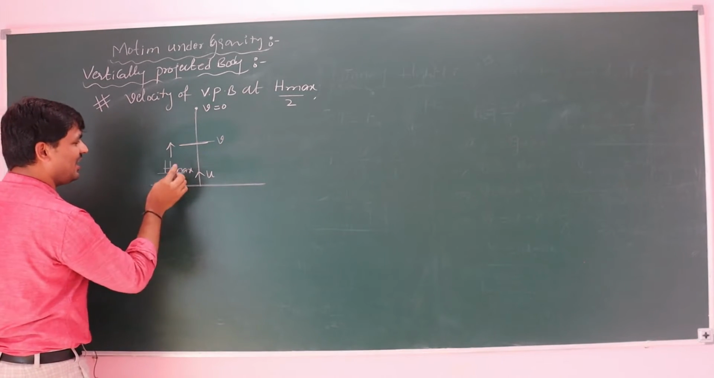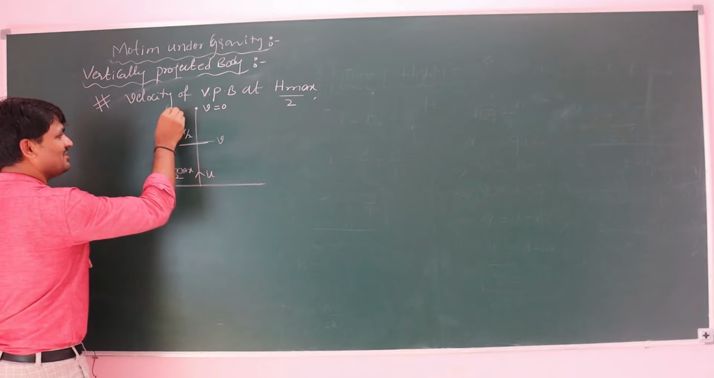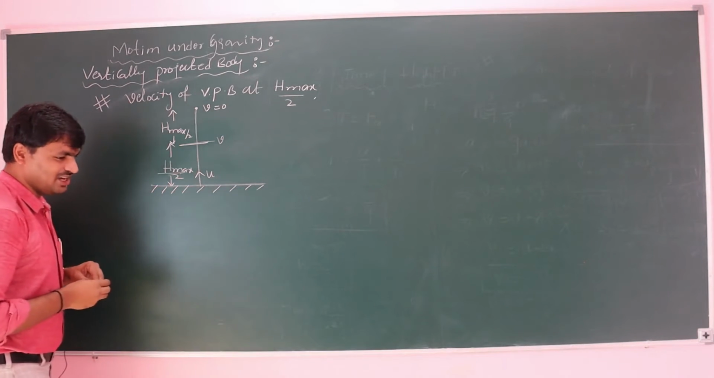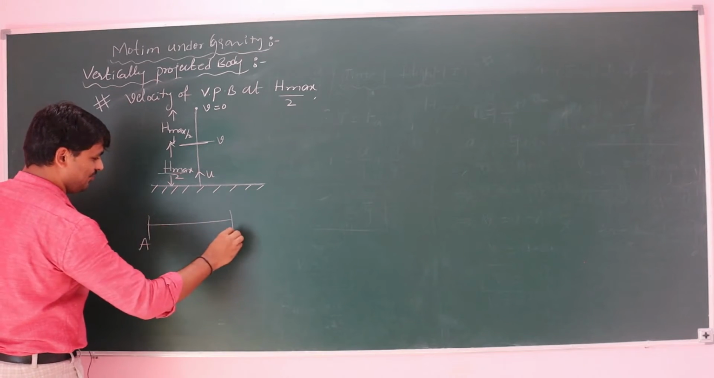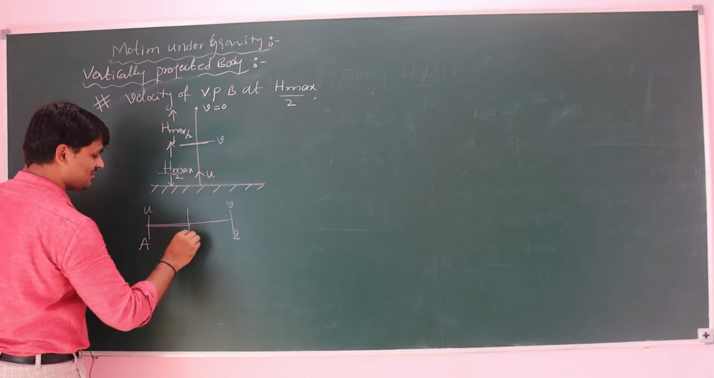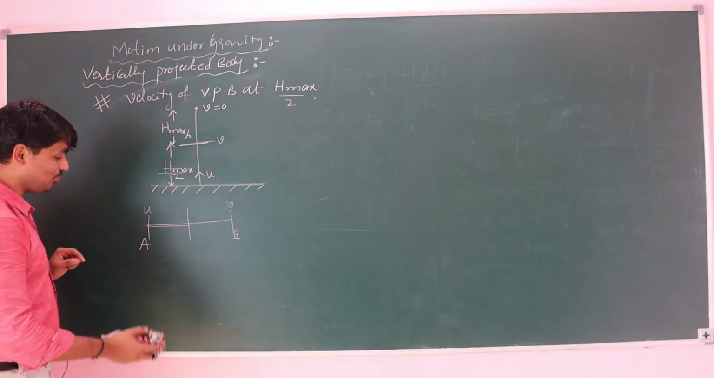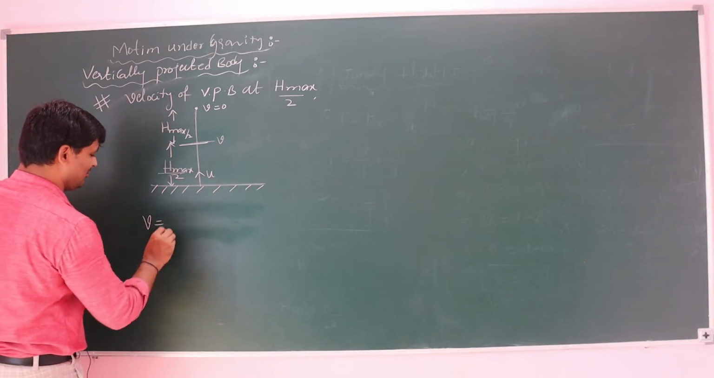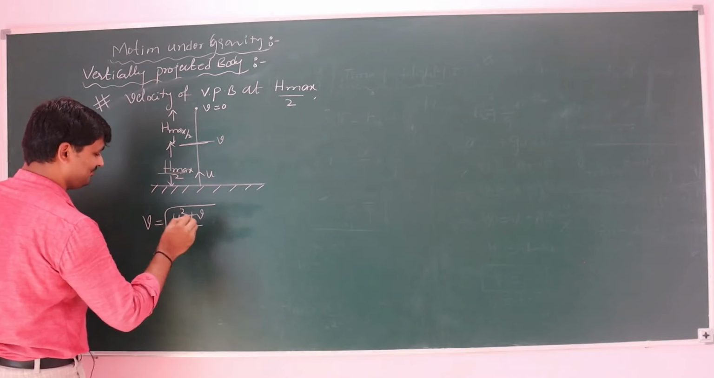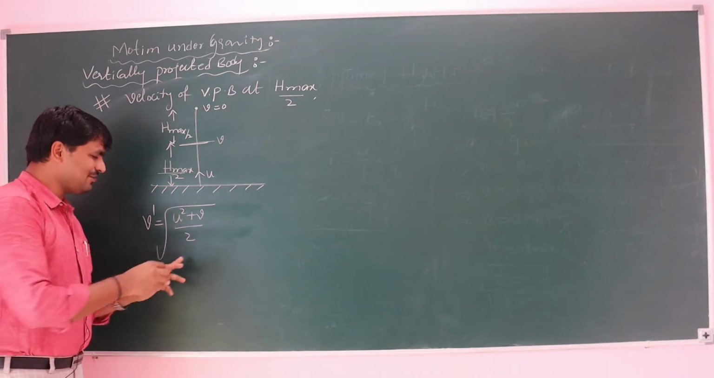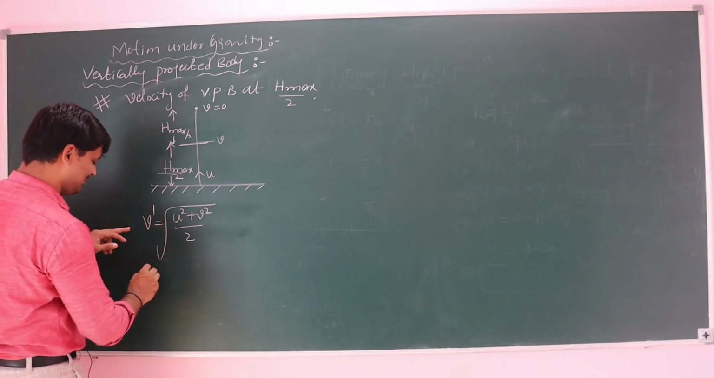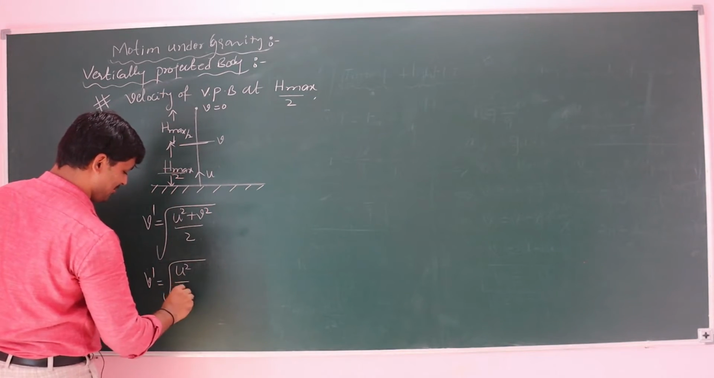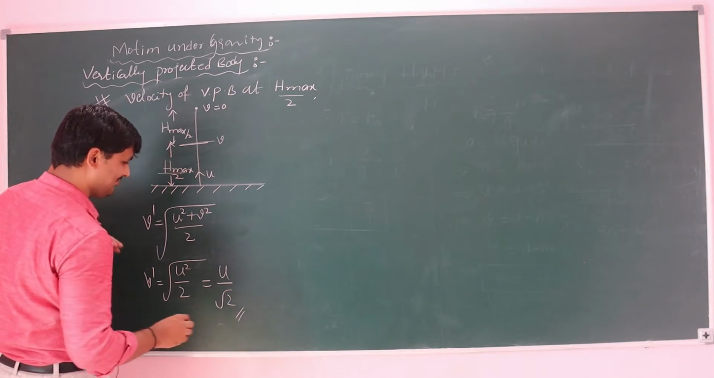And here how much displacement? Half displacement. In kinematics we solved one problem: a body travels from point A to point B, crossing A with u velocity and B with v velocity. What is the velocity at the midpoint? The velocity at the midpoint is equal to under root of u square plus v square by 2. Here, with v equal to 0, the velocity at the midpoint is under root of u square by 2, nothing but simply u by root 2.